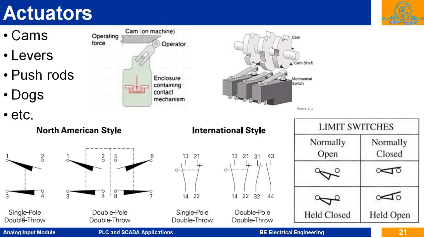This is a single pole double throw. Double pole double throw means there are two sets of contacts. Here you can use the double pole to control phase and neutral, or you can use it for controlling two different circuits. Now in the international style, they are represented by only a slanted line.